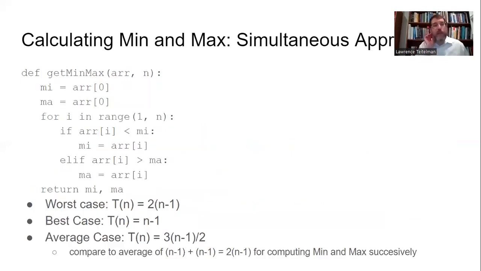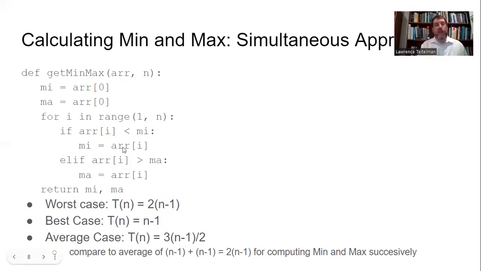All right, as I mentioned before, we can get a slight improvement if we do the min and max simultaneously. So notice what we're doing here. We're saying if it's less than the min, update the min. Otherwise, maybe it's bigger than the max. But if it's less than the min, it's not going to be also bigger than the max.